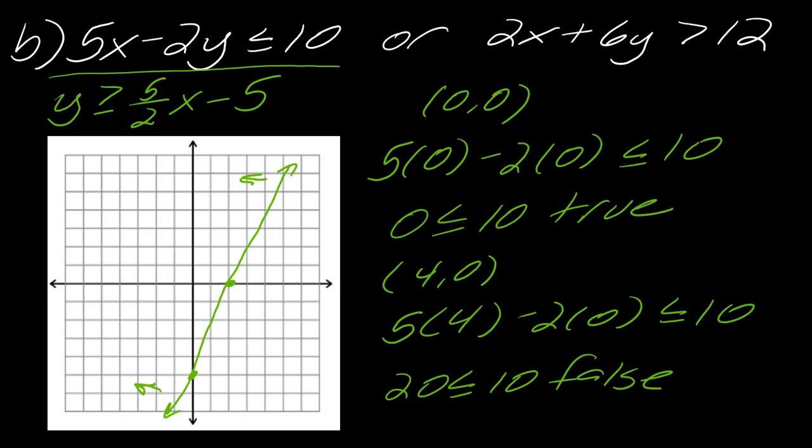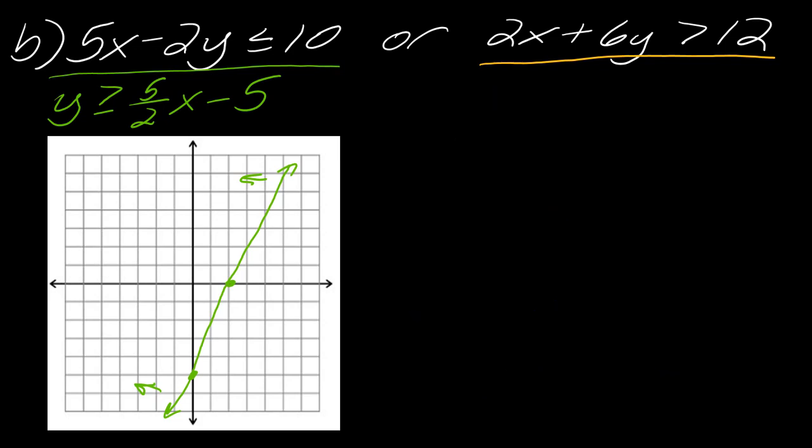But I want to just hit the pause button here and pivot to the other equation before I go any farther. So let me clear this off. And now, why don't you pause here and try to graph this and decide which side you would shade on, and then hit play when you're ready.